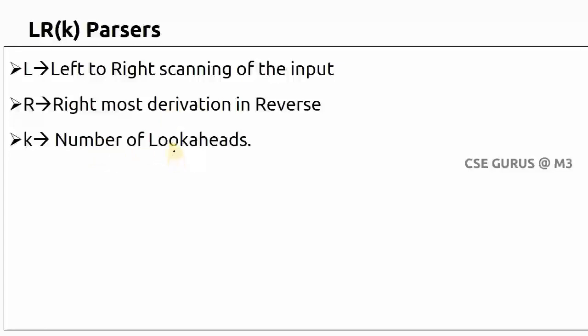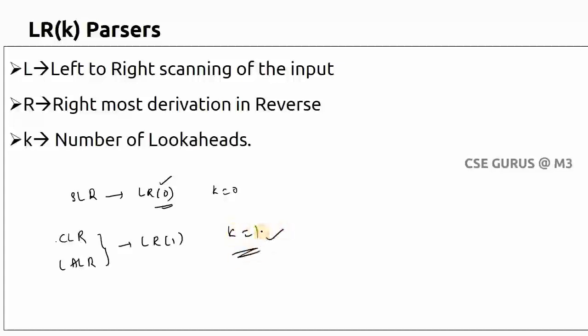So how many look aheads are you taking? For example, if I take the SLR parser, we'll take LR of 0. That means the number of look aheads is 0, so the K value will be 0. Whereas if you go for CLR as well as LALR, we'll take only one look ahead. That's why it is LR of 1, and the K value is 1. We'll see all those things: why it is 0, why it is 1, how to get the look ahead when it is 0, and what procedure we need to follow.